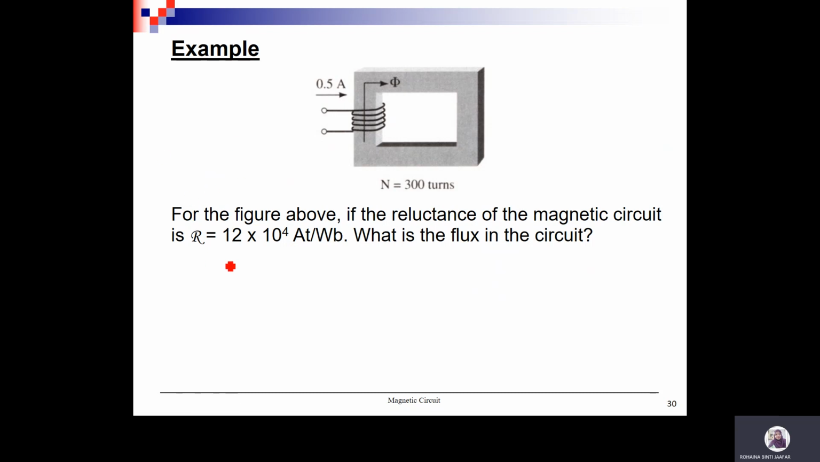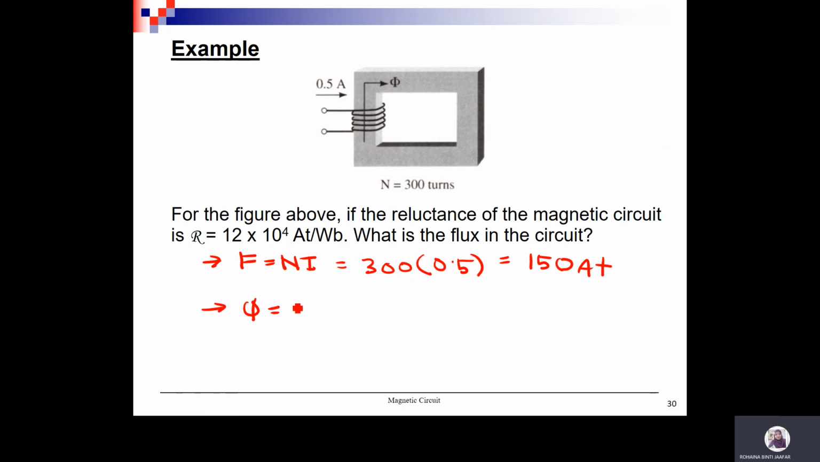Okay, so refer to the formula before. F equal to Ni. So this is the formula of your MMF. You have the current 0.5 and the number of turns is 300. So you have 300 times 0.5, and you will get 150 ampere turn.